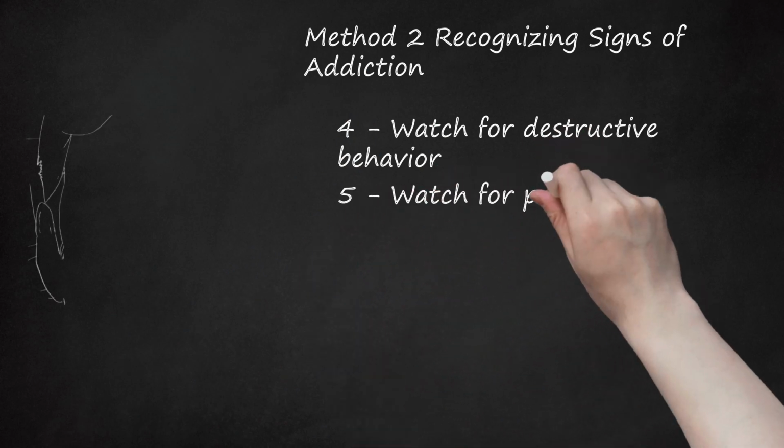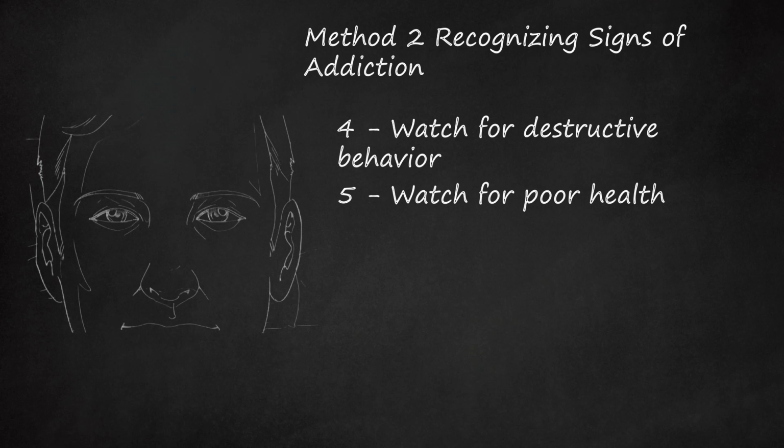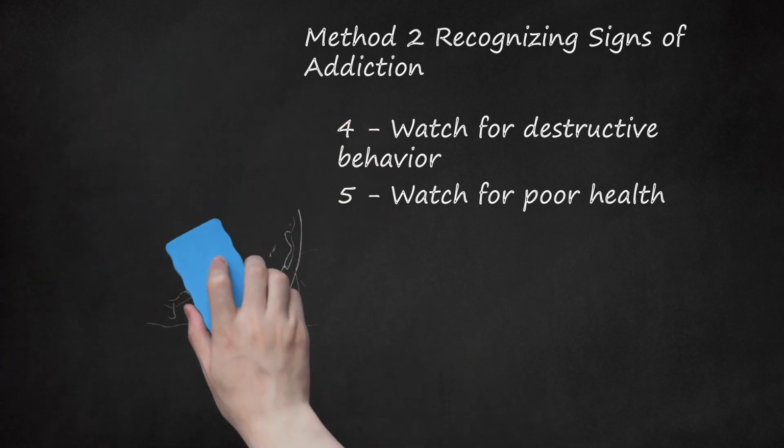5. Watch for poor health. If someone is abusing club drugs, their health will start to decline. They may experience significant weight loss or weight gain. They may start to have sinus problems or nosebleeds. They may also have red eyes or burst capillaries in their eyes. The person may say that they are sick or carry around eye drops.